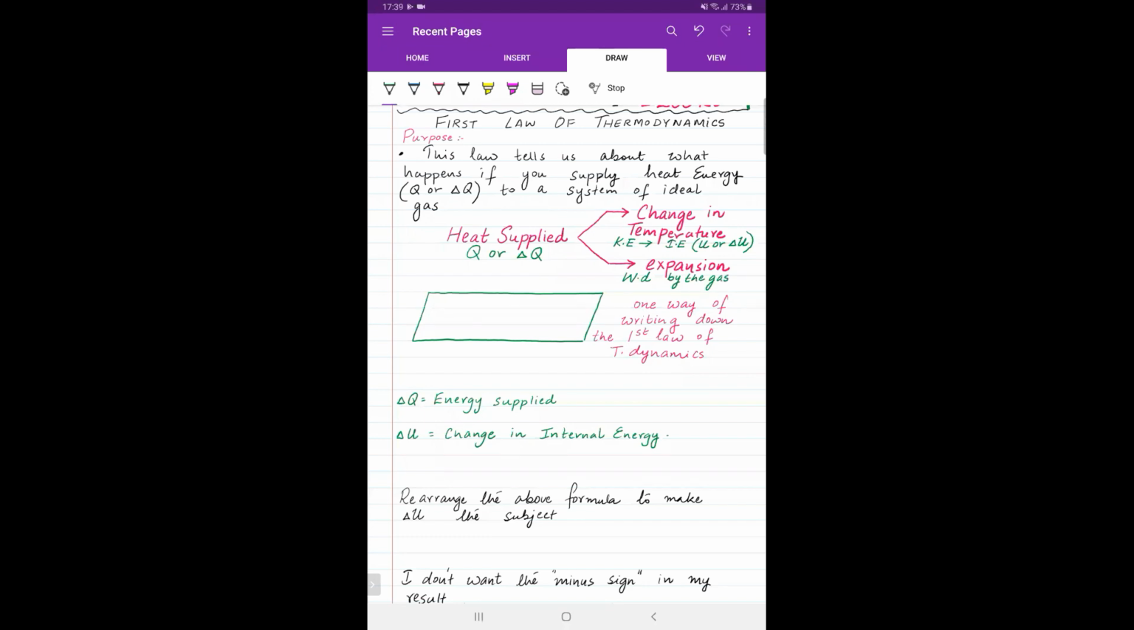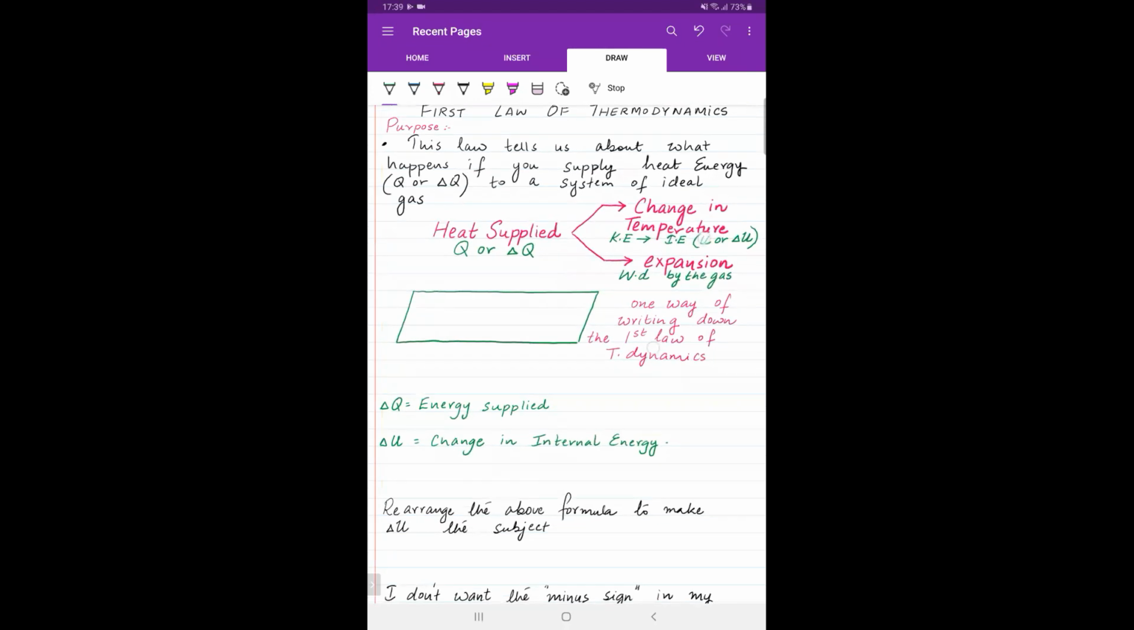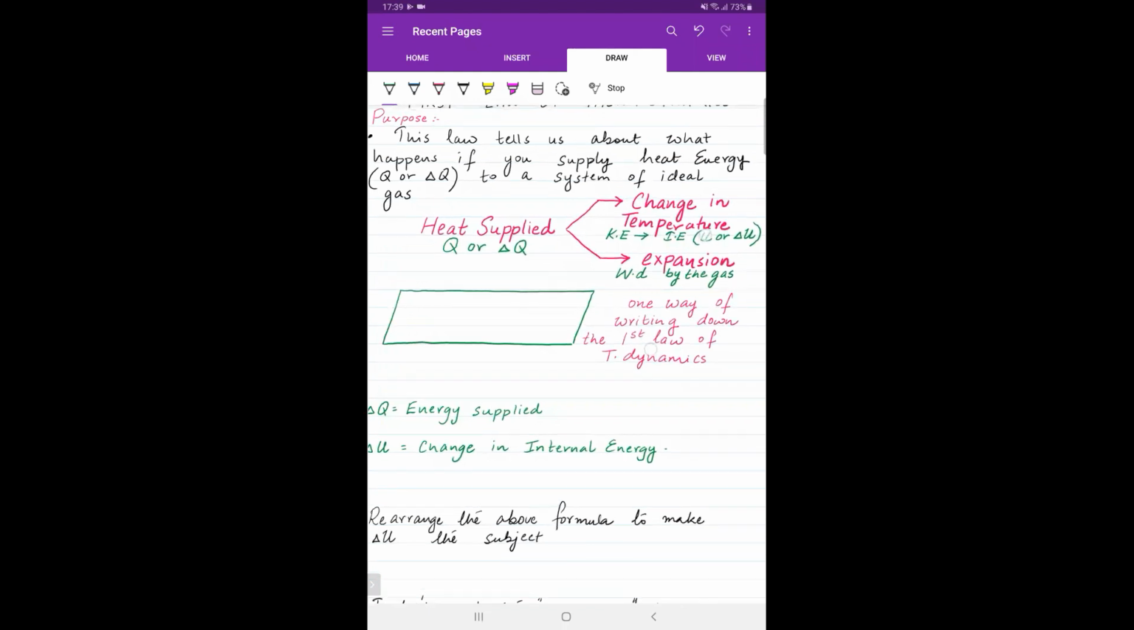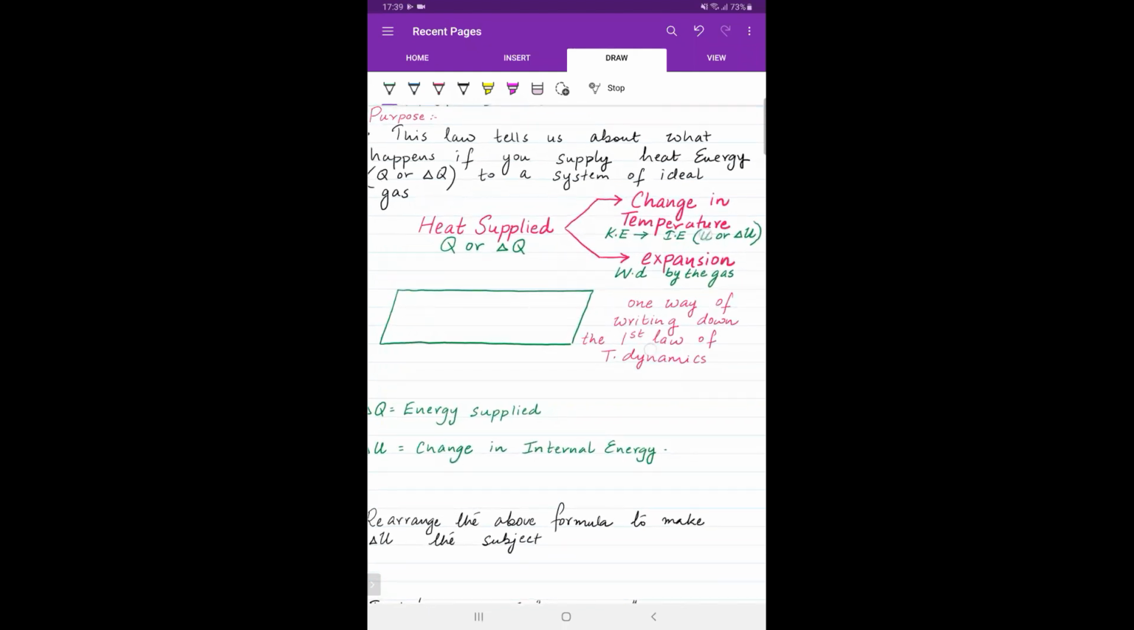So in terms of symbols, you can refer to this as either W or delta W. So energy supplied, in terms of words, you can say that the heat energy supplied is partly used to bring about a change in temperature, and the remaining amount of energy can result in the expansion. That is one way of putting it down purely in terms of words.